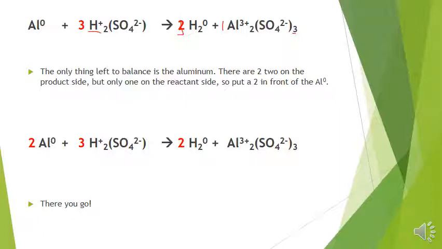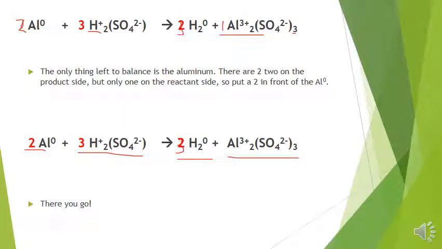And the only thing left is the aluminums. I see that I have 2 aluminums on the product side and only 1 over here. So what number do I have to put in front to give me 2? Well, 2. Okay. And there's the balanced equation. Okay. 2 aluminums, 3 sulfuric acids, 3 hydrogens, and 1 aluminum sulfate.